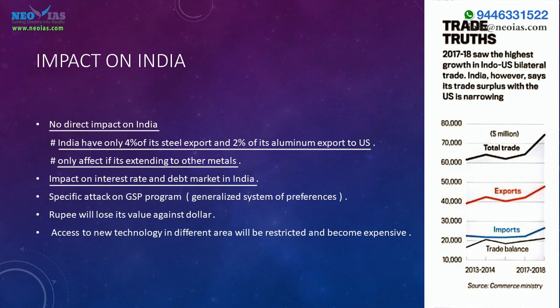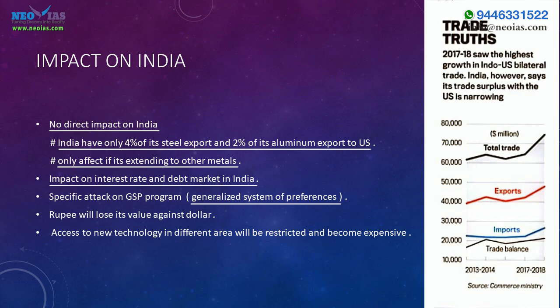GSP means Generalized System of Preference, where duty-free trade will be allowed by US for certain countries. At present, India is a beneficiary under this program with permission to export about 3,500 different products to US at low tariff. If US is going to review India's eligibility, it may be a negative impact on India.